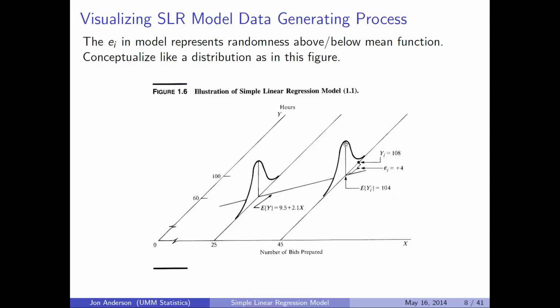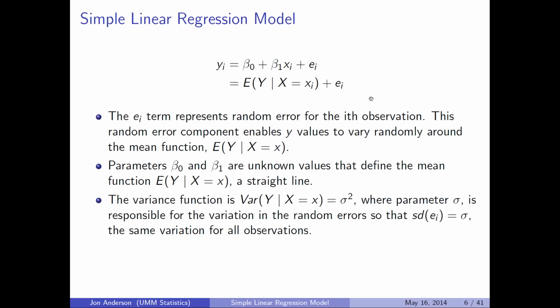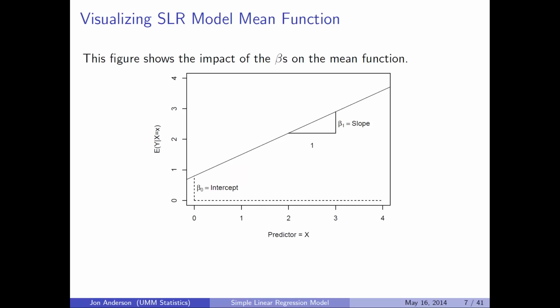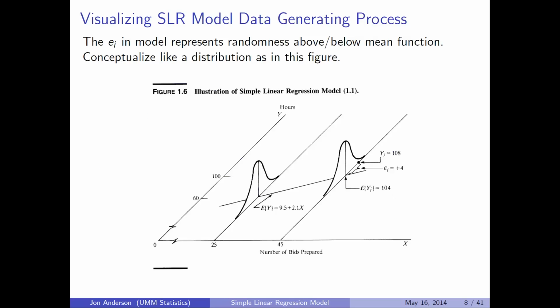But this diagram demonstrates with these bell-shaped curves the idea that the y values are generated randomly above and below this mean function according to how much this random variable E sub i might be. It's a random process and a random value.